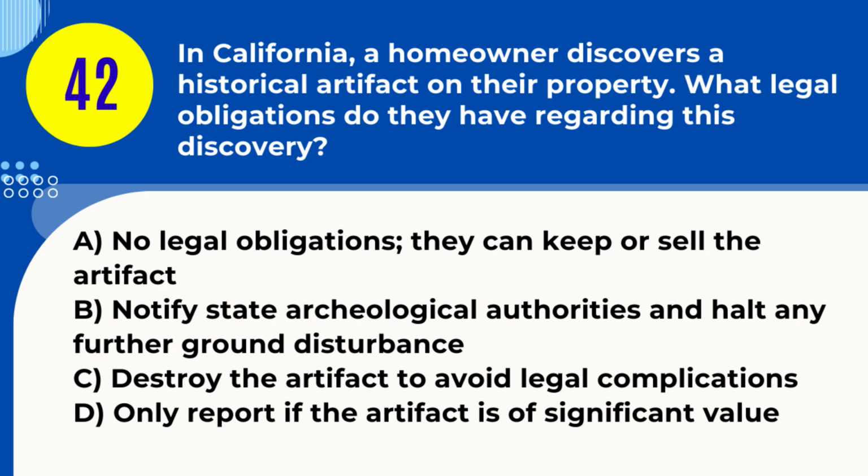Question 42. In California, a homeowner discovers a historical artifact on their property. What legal obligations do they have regarding this discovery? A. No legal obligations. They can keep or sell the artifact. B. Notify state archaeological authorities and halt any further ground disturbance. C. Destroy the artifact to avoid legal complications. D. Only report if the artifact is of significant value.